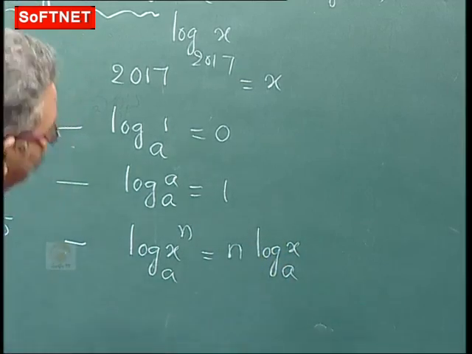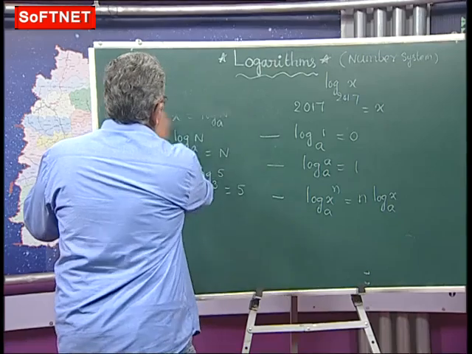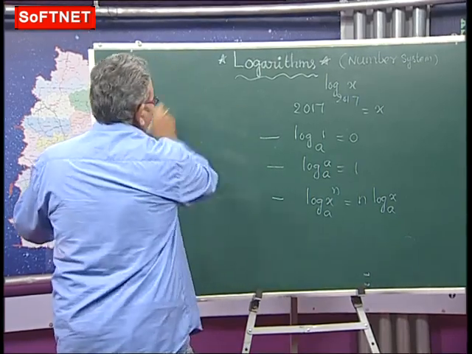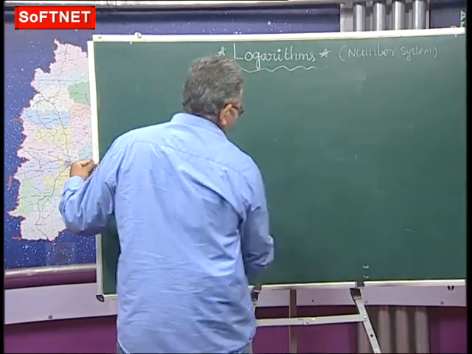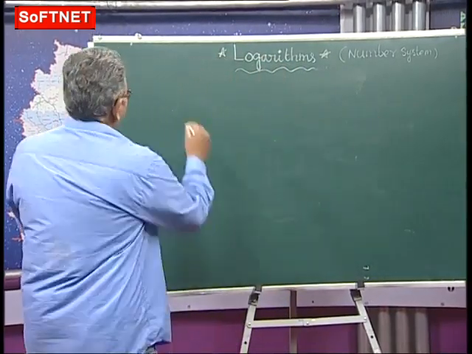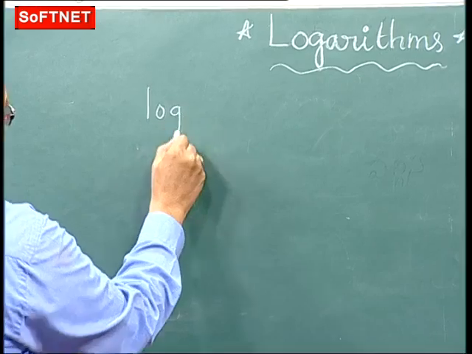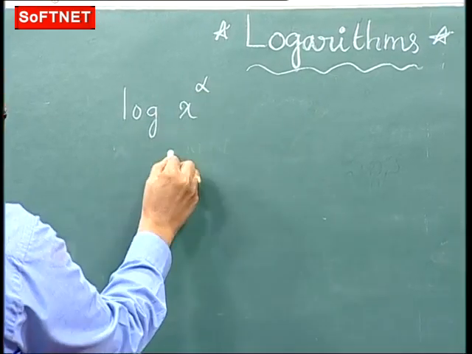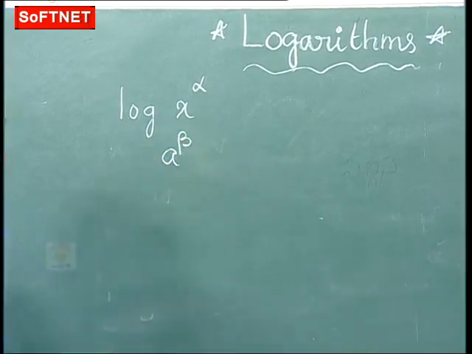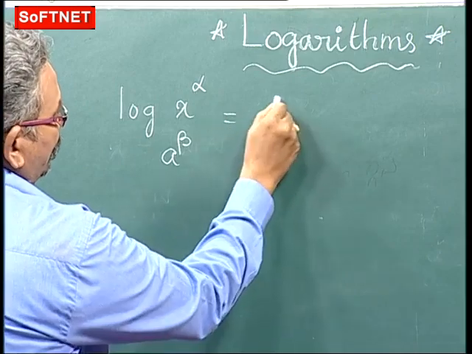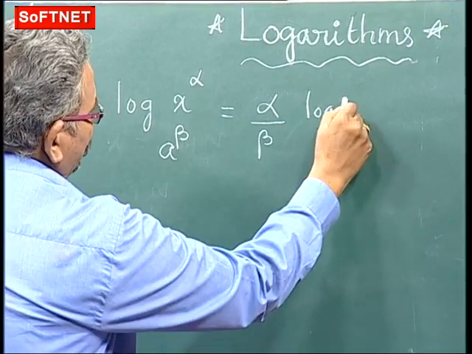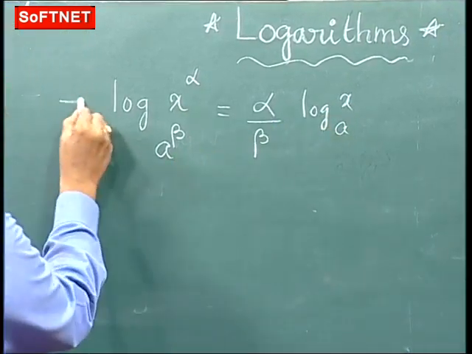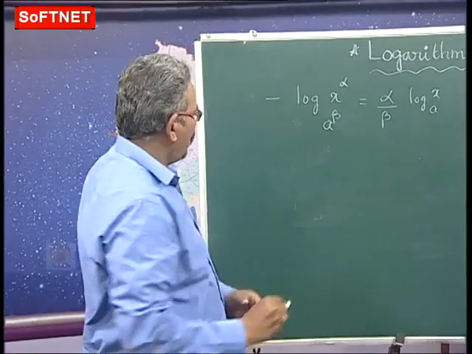Now let us see some more results. Suppose log x to the power of alpha, base a to the power of beta. What will this be? This is equal to alpha by beta times log x to the base a.